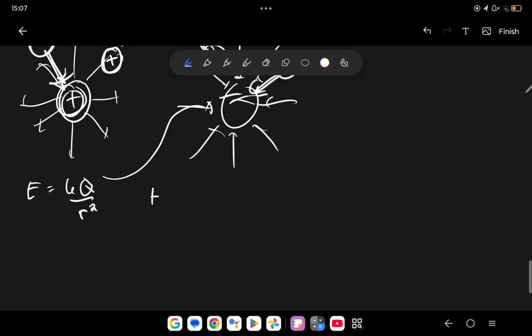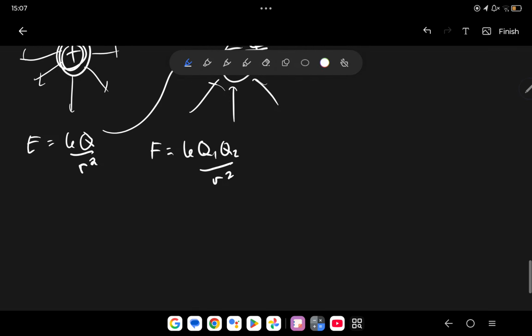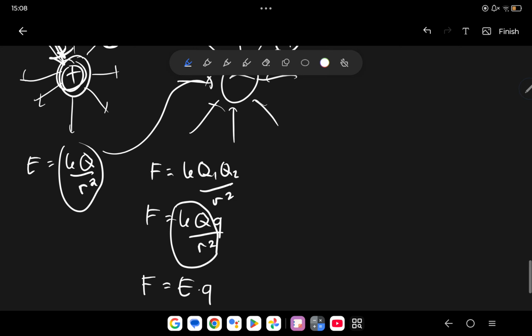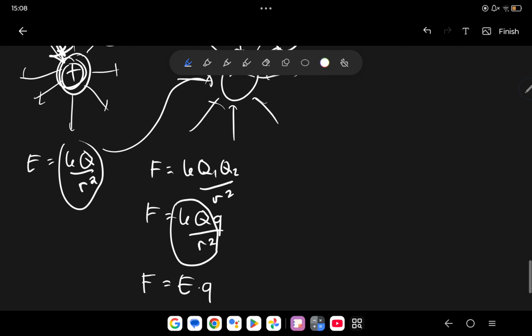Wait, hold on. This is F. It's pretty similar. From now on, I'm going to rewrite F as capital Q and lowercase q. And if you look at this, wait a minute. F will equal E multiplied by q. Oh, so that's another way to find the force.